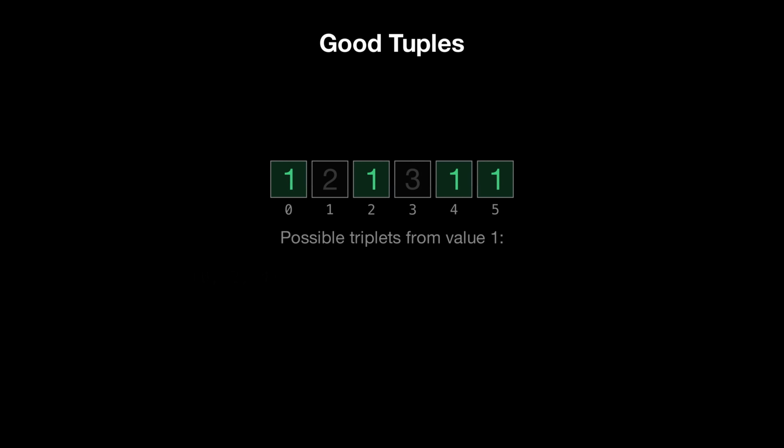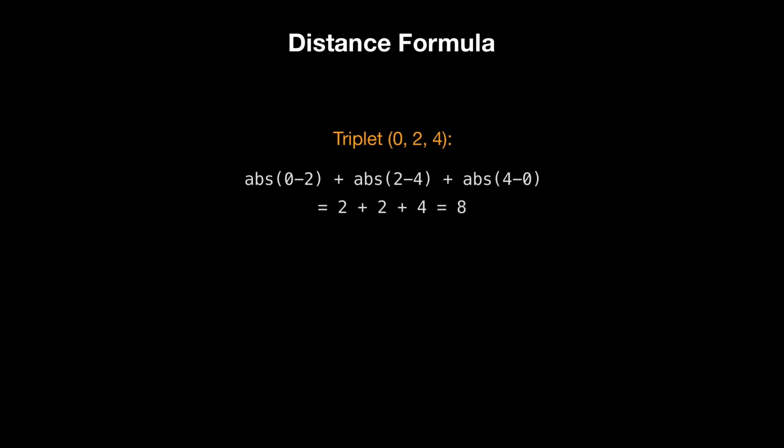Since the value 1 appears at 4 indices, we could form several good tuples from these. For example, we could form a tuple with the indices 0, 2, and 4, or the indices 2, 4, and 5. And we need to figure out which triplet gives us the smallest distance. So let's see what happens when we apply the distance formula to the triplet 0, 2, 4. We have to sum up the absolute values of 0 minus 2, 2 minus 4, and 4 minus 0. That gets us 2 plus 2 plus 4, which is equal to 8. And so the distance for this triplet would be 8.